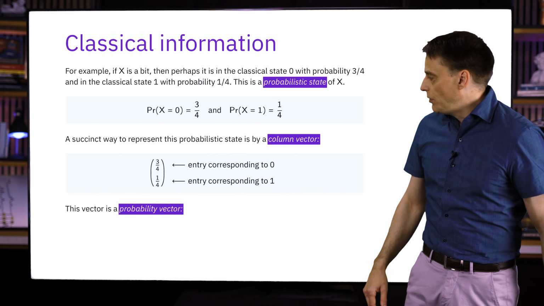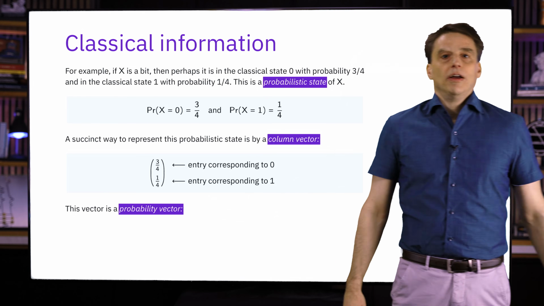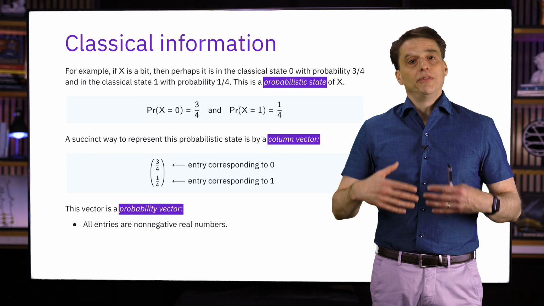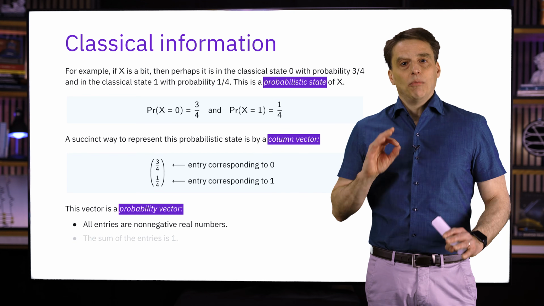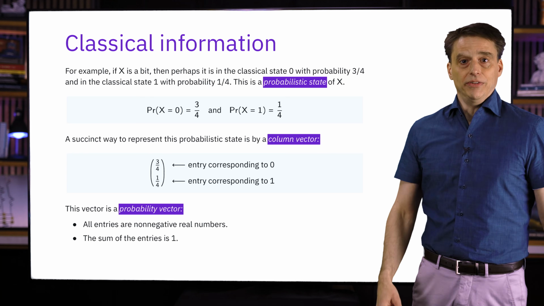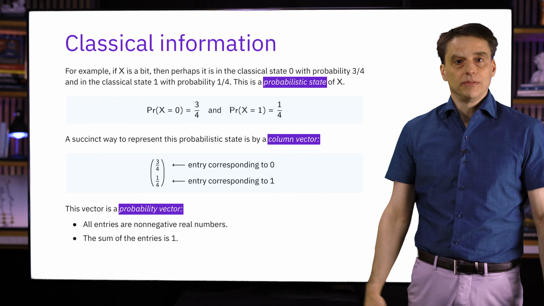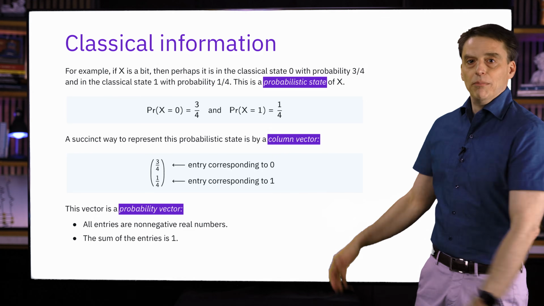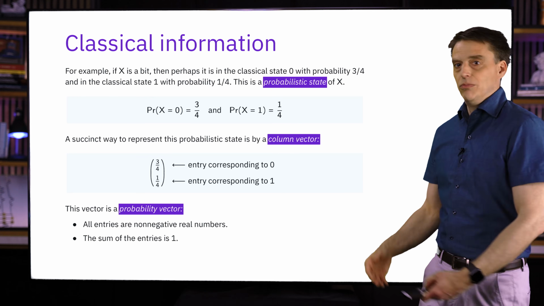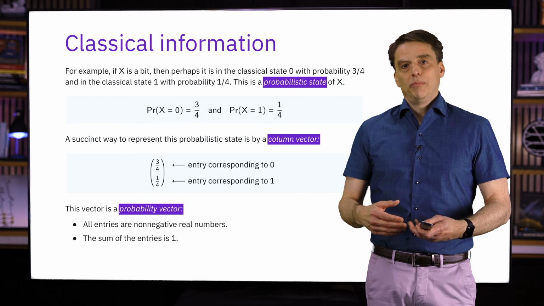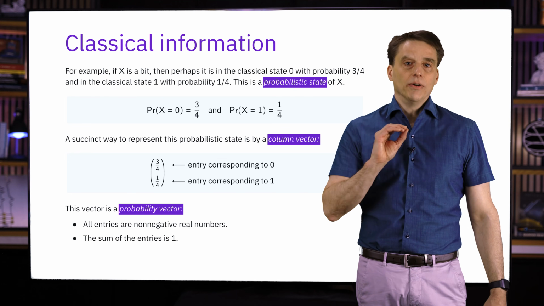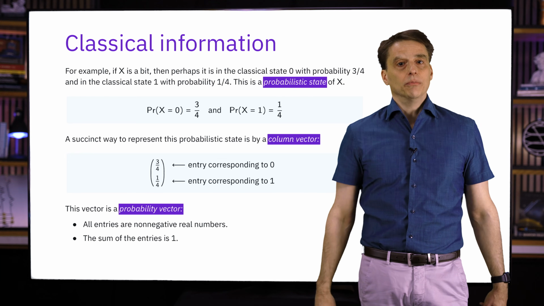Going forward, we're going to use the term probability vector to indicate a vector like this. Specifically, it's a vector whose entries are all non-negative real numbers and where the sum of the entries is equal to 1. So it makes sense to think about these entries as being probabilities. Here in this example, there are just 2 entries because there's just 2 classical states of the system we're talking about. But in general, there could be any number of entries, with the understanding being that there's 1 entry for each classical state of whatever system we're talking about.